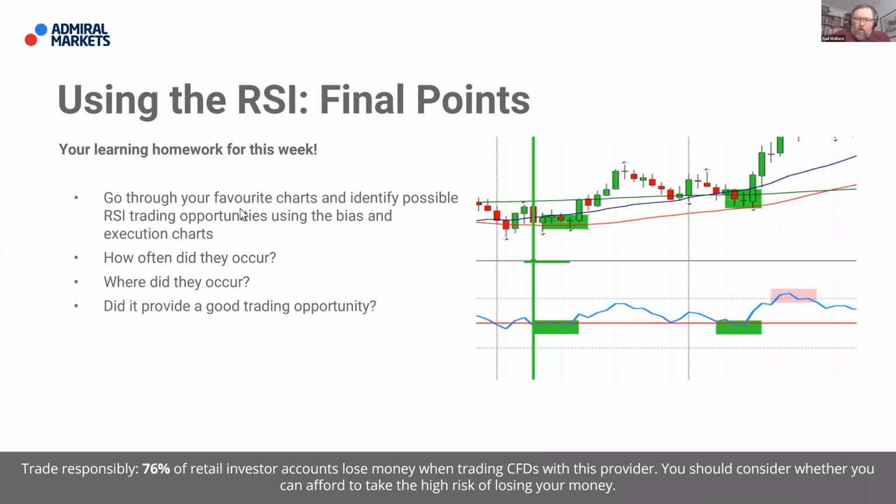So here's your homework to take away for this week. Go through your favorite charts and identify possible RSI trading opportunities using the bias and the execution charts. How often did they occur? Where did they occur? And did it provide you with a good trading opportunity? So if you're in lockdown, doing a bit of self-isolating, it's an opportunity to go away and identify how to use a bias chart and an execution chart with the RSI, and utilize that for your own trading opportunities.